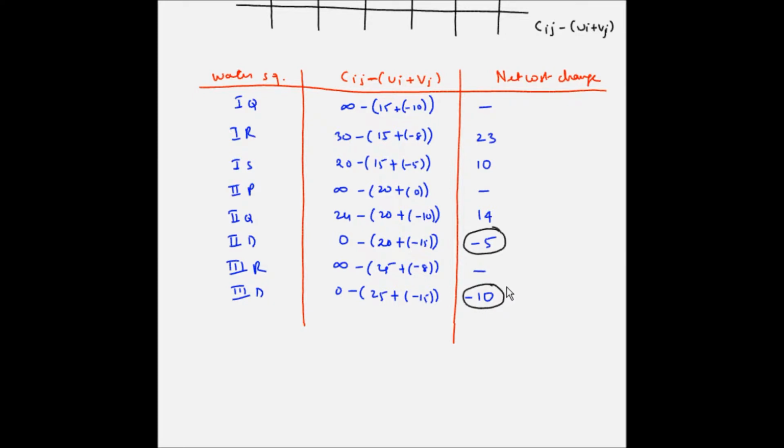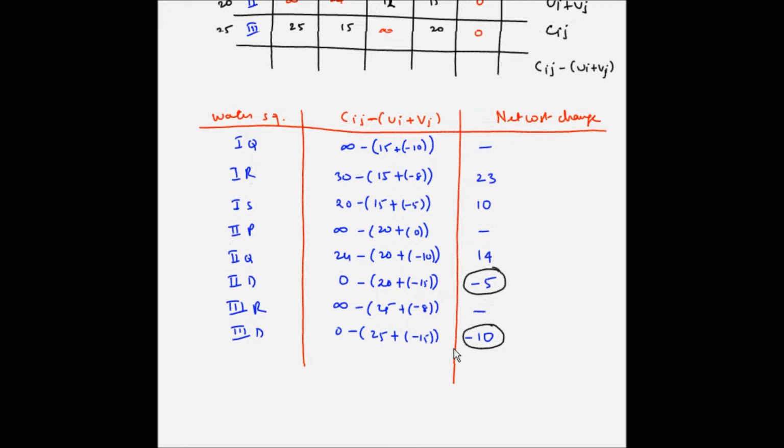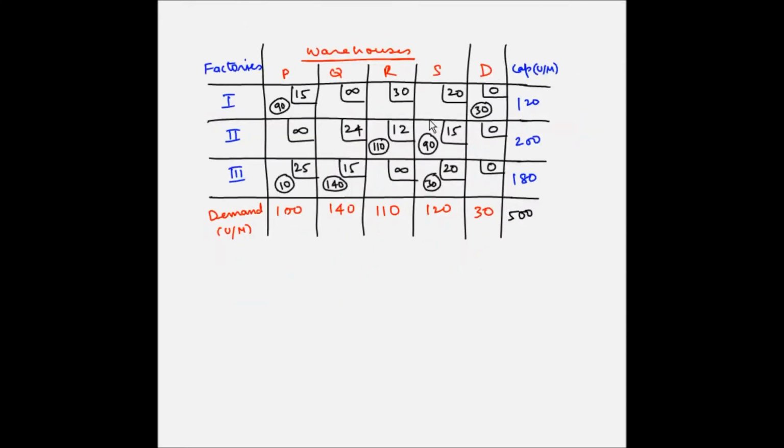So the first step for iterating towards optimality is to select the water square with the largest negative net cost change. So the square with the largest negative net cost change in our case is 3d with a value of minus 10. So let me draw the transportation table again and then we'll iterate towards optimality. So this is the basic initial feasible solution that we have to improve upon and iterate towards optimality. So the water square with the largest negative net cost change was 3d, which is this one here. So let me create a closed path for this square.